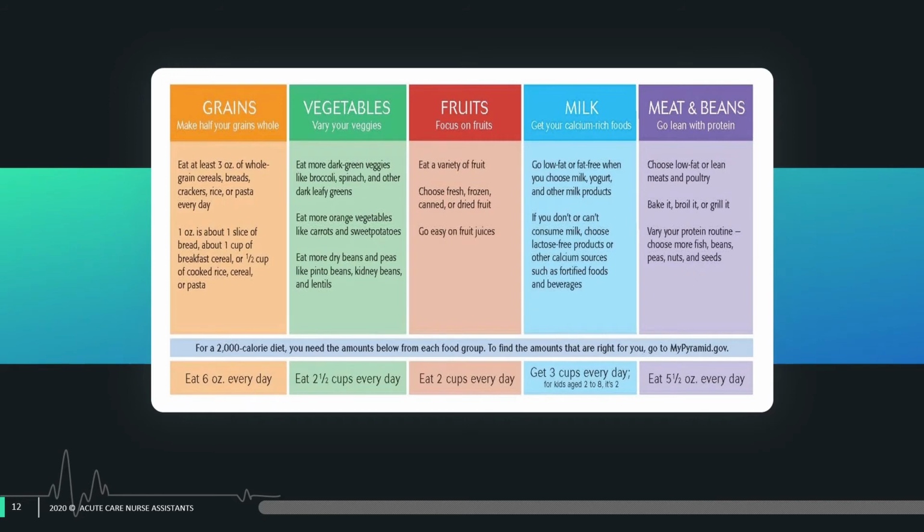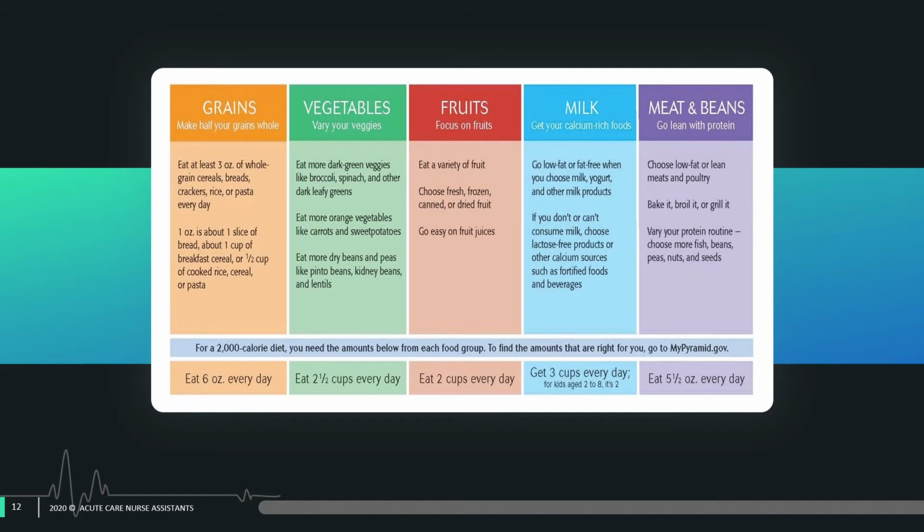Milk. Get your calcium-rich foods. Go low-fat or fat-free when you choose milk, yogurt, and other milk products. If you don't or can't consume milk, choose lactose-free products or other calcium sources such as fortified foods and beverages. Get 3 cups every day. For kids aged 2 to 8, it's 2 cups.